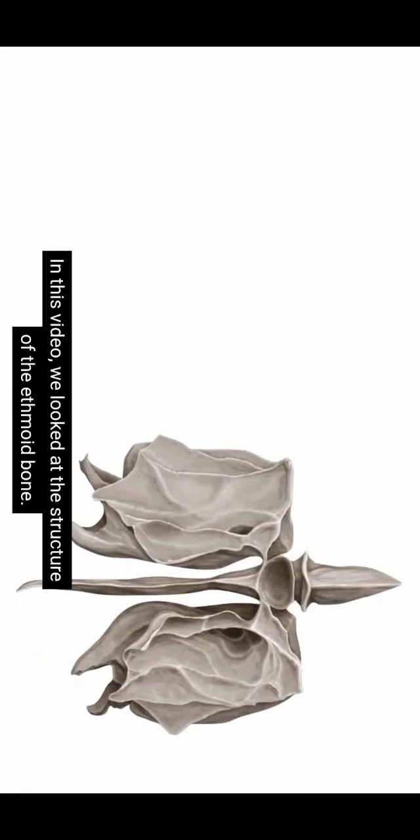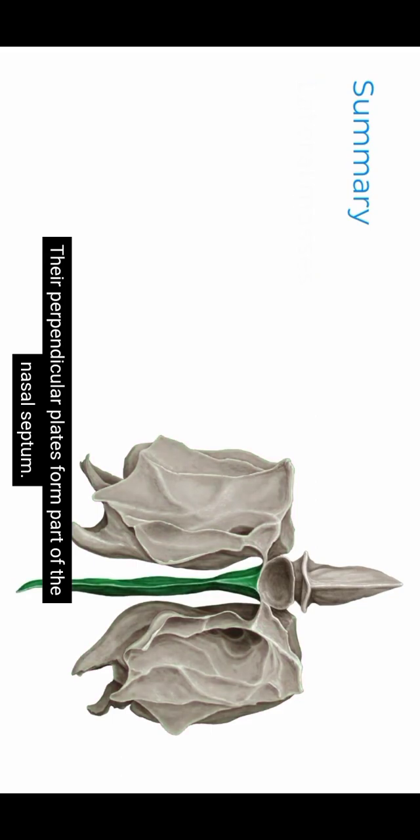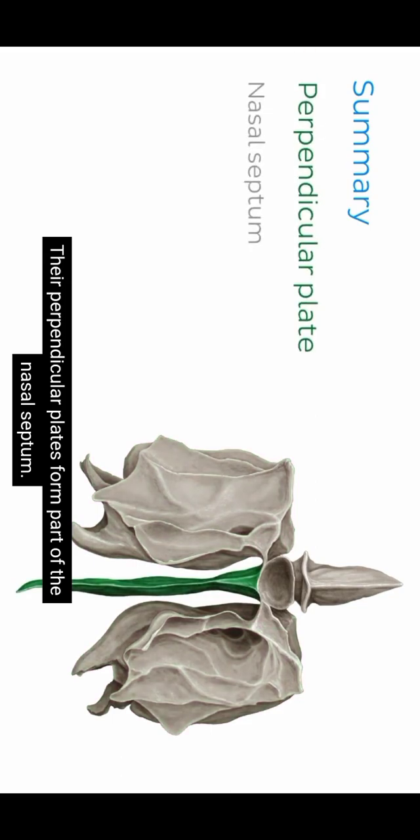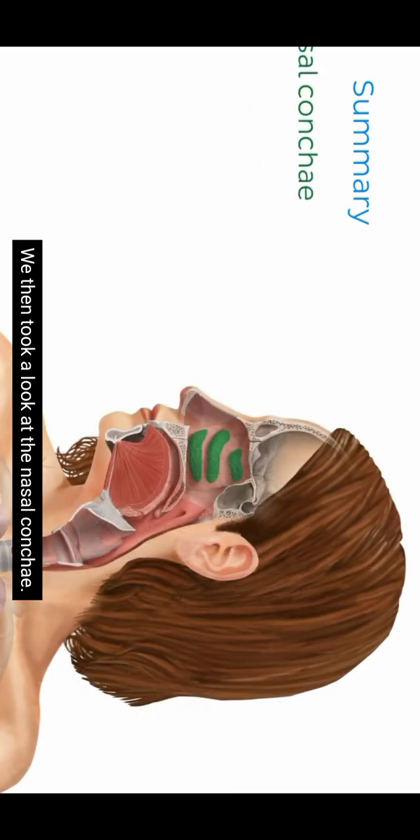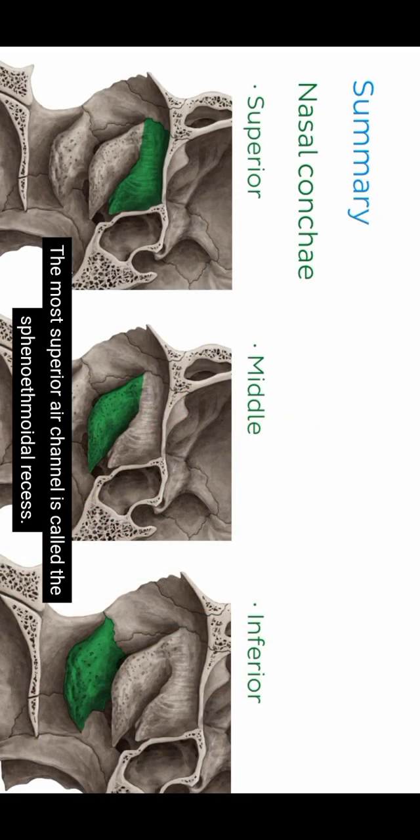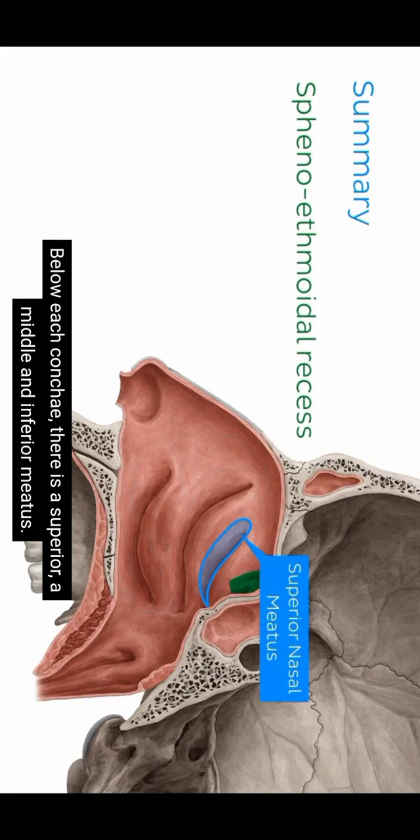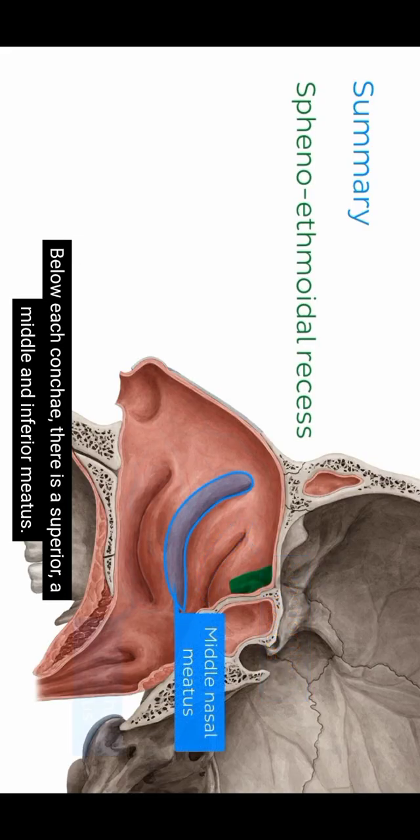In this video, we looked at the structure of the ethmoid bone. We first took a look at the lateral masses of the ethmoid bone. These masses are mostly hollow. The perpendicular plate forms part of the nasal septum. We then took a look at the nasal conchae. These consist of the superior, middle, and inferior conchae. The most superior air channel is called the sphenoethmoidal recess. Below each concha there is a superior, a middle, and an inferior meatus.